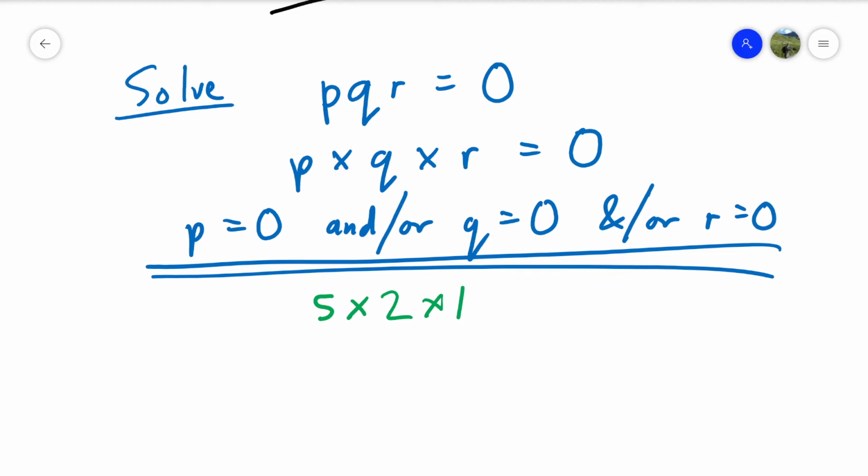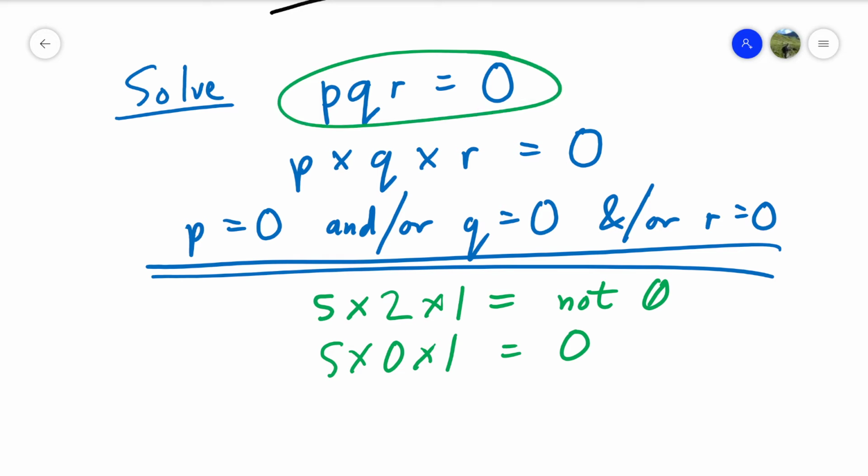What's 5 times 2 times 1? Well, it's not 0. I mean, what's 5 times 0 times 1? Well, it's 0. Does that make more sense now? So if 3 things multiplied together make 0, one of them has to be 0. But they could all be 0, who knows? Next question.